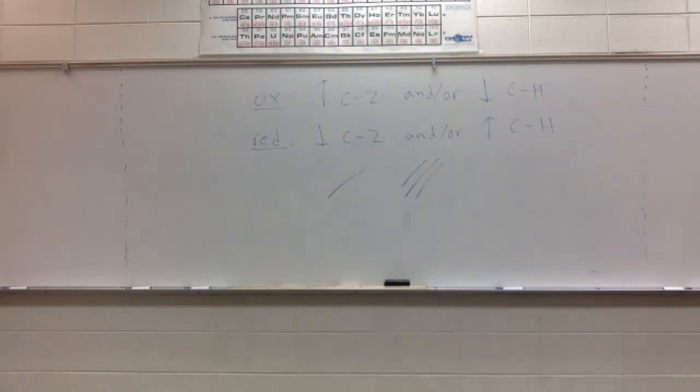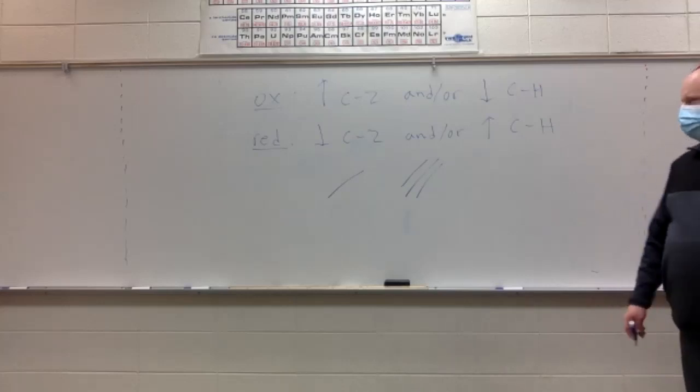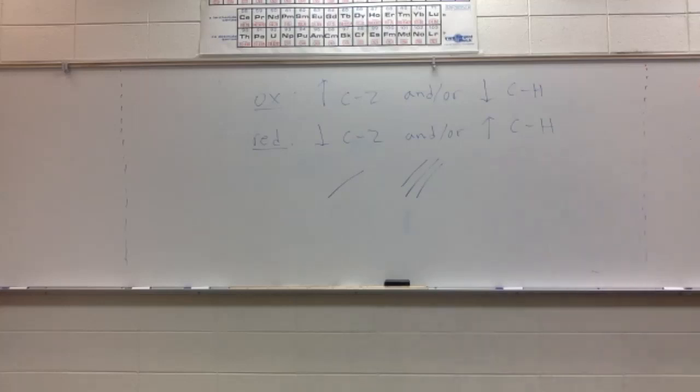So this is one that doesn't have any electronegative atoms, right? We have ethane on the left side and ethyne on the right side. However, one of these definitely is more oxidized than the other one. Which one of these two is more oxidized? The alkane or the alkyne?